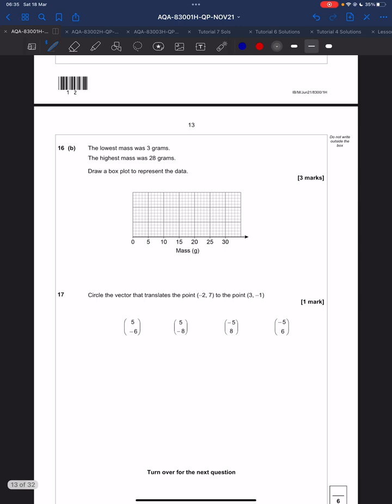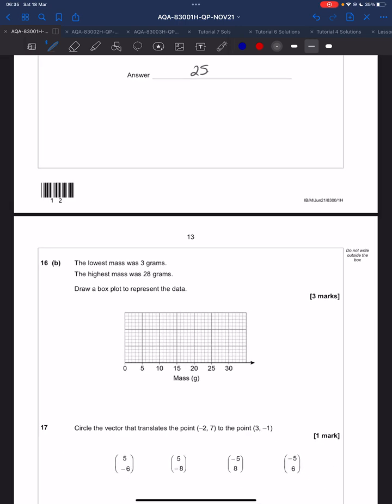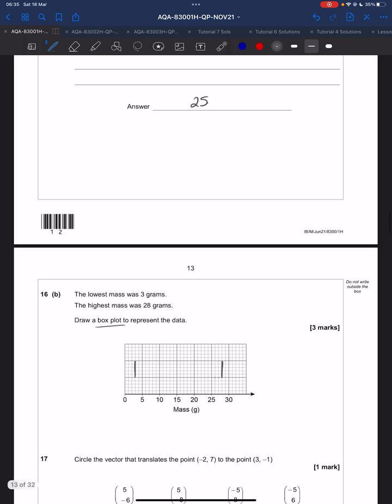Okay. The lowest mass was 3 and the highest mass was 28. So the lowest mass is 3, which is there. Highest mass 25, 26, 27, 28. Okay, and what we've got to do when it's a box plot is put a box around the middle 50%.